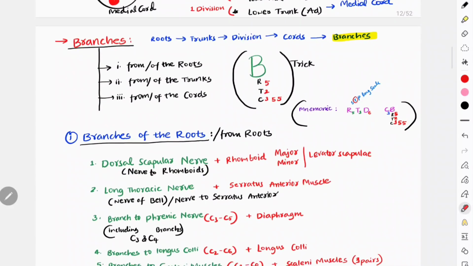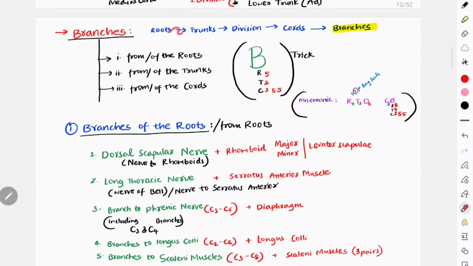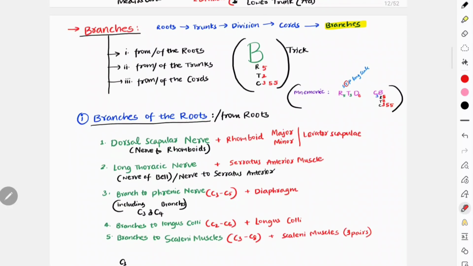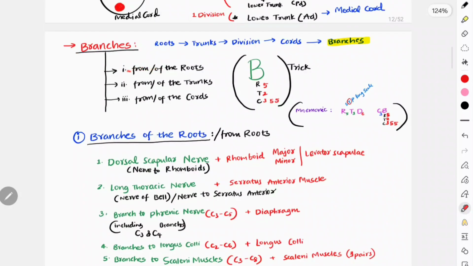So here come the branches. The same trend follows here also: roots, trunks, divisions, cords, and the branches. And if you see here, there will be branches from the roots, from the trunks, and from the cords also. So don't be confused here. That's why I have written here RTC 52355. So this is a mnemonic.